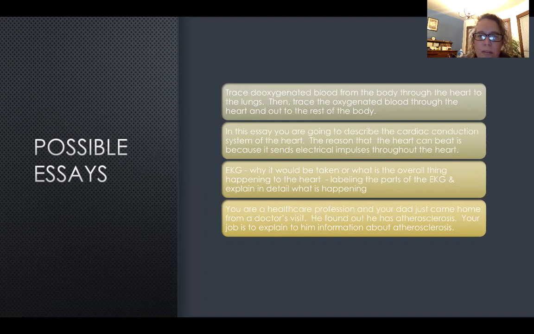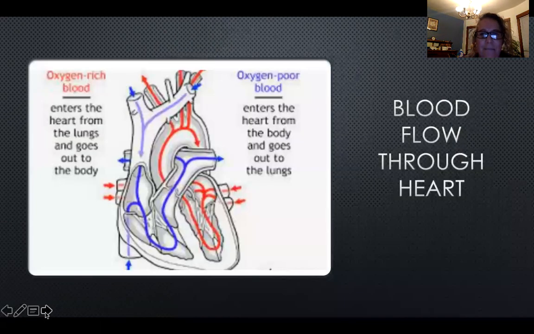The fourth possible essay that you could have is you are a healthcare professional and your dad has just come home from a doctor's visit and found out that he has atherosclerosis. And so you have to explain some information to him about what atherosclerosis is. So let's go ahead and start with the blood flow through the heart.